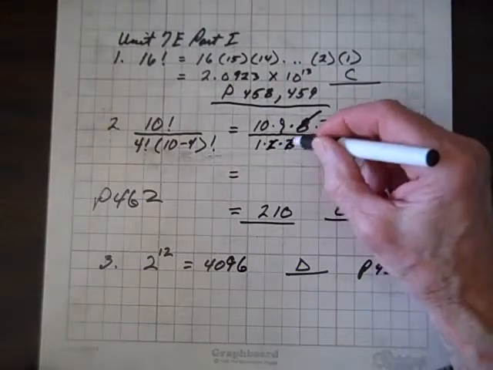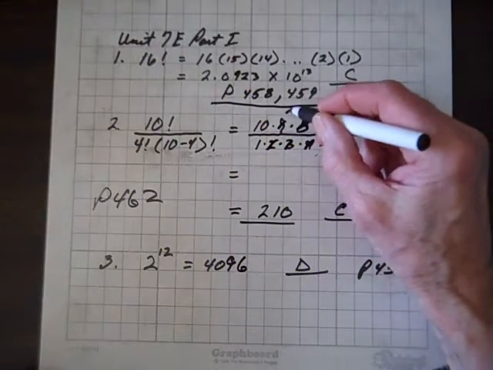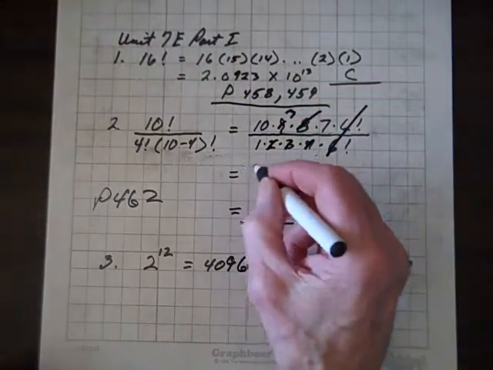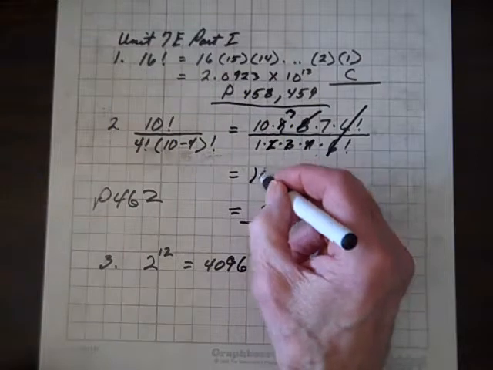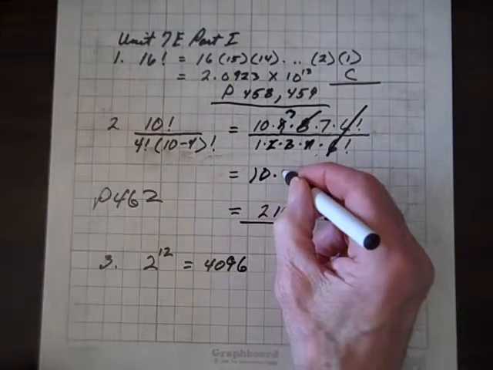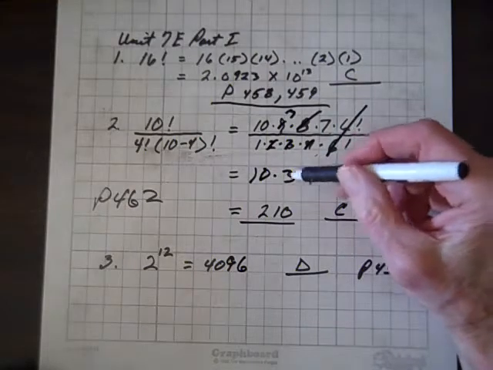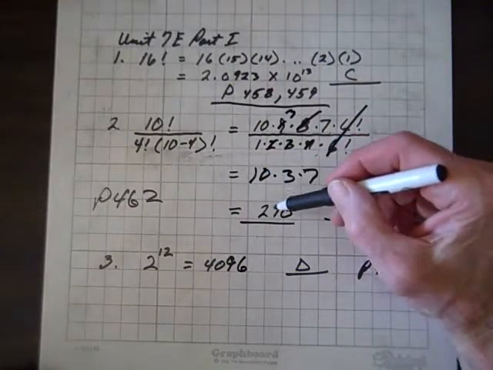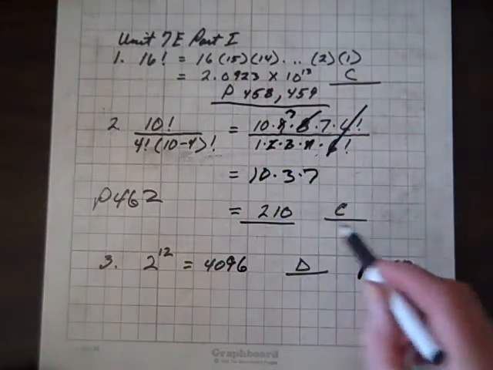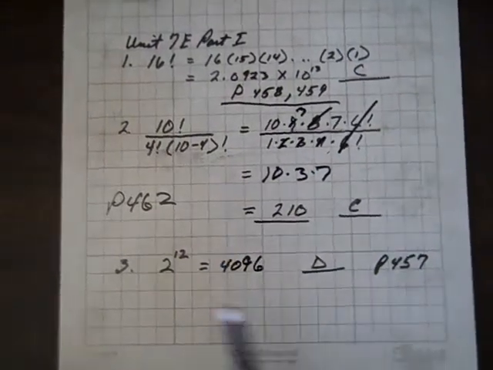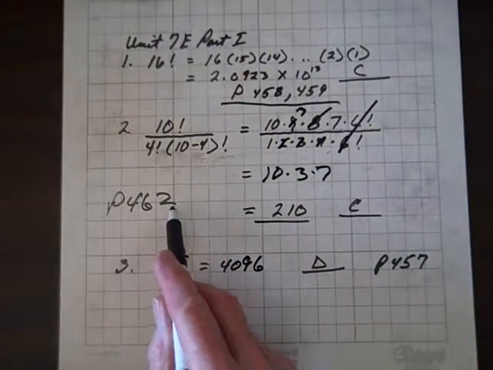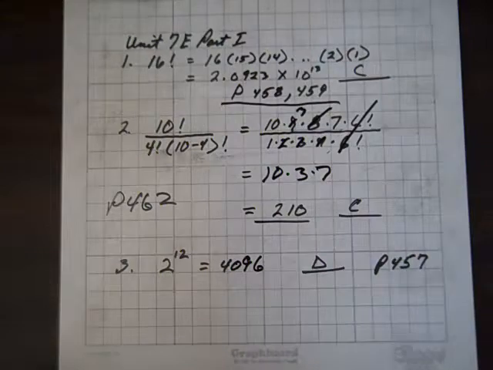And 3 goes into 9 3 times. So now we have 10 times 3 times 7. And 3 times 7 is 21, times 10 is 210, and so our selection is C. And you can see examples of this on page 462.